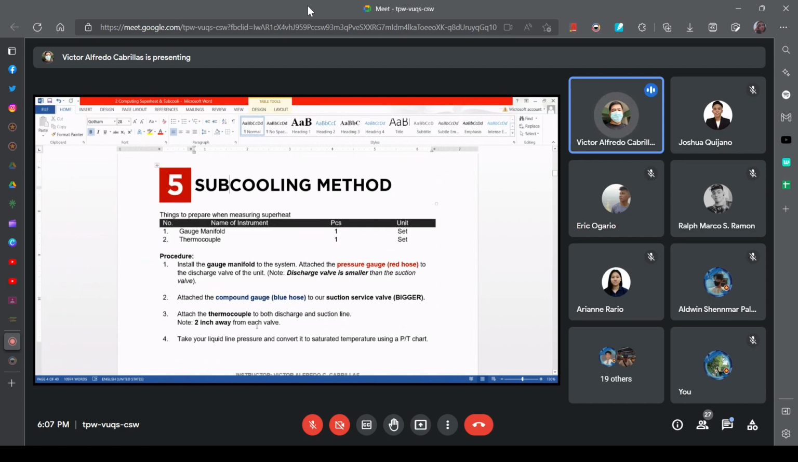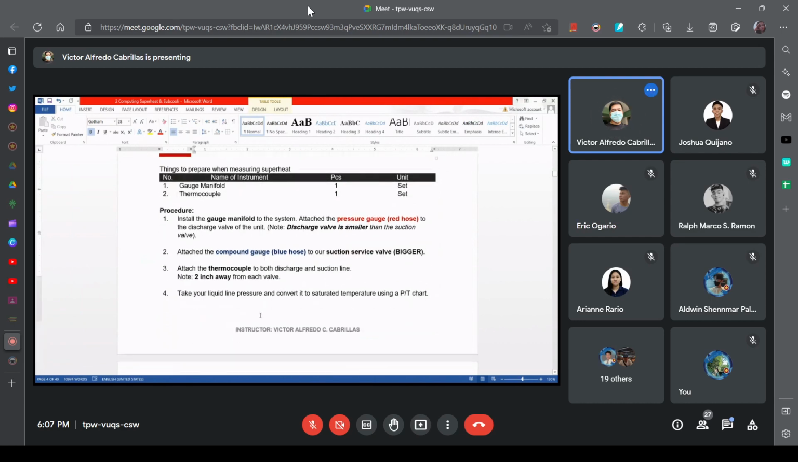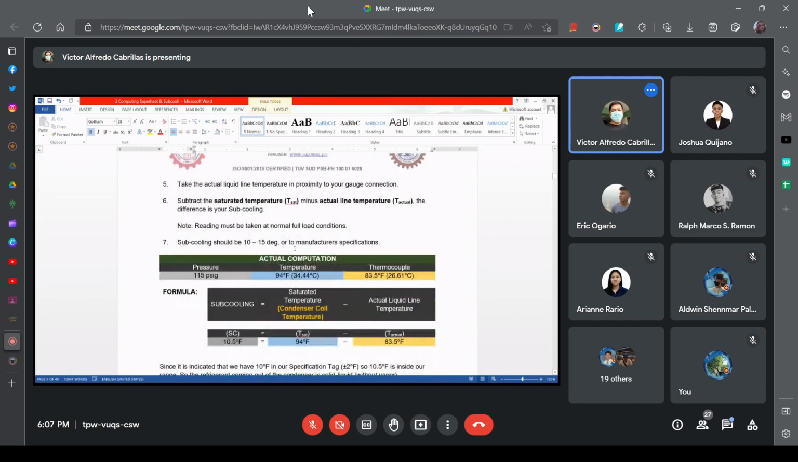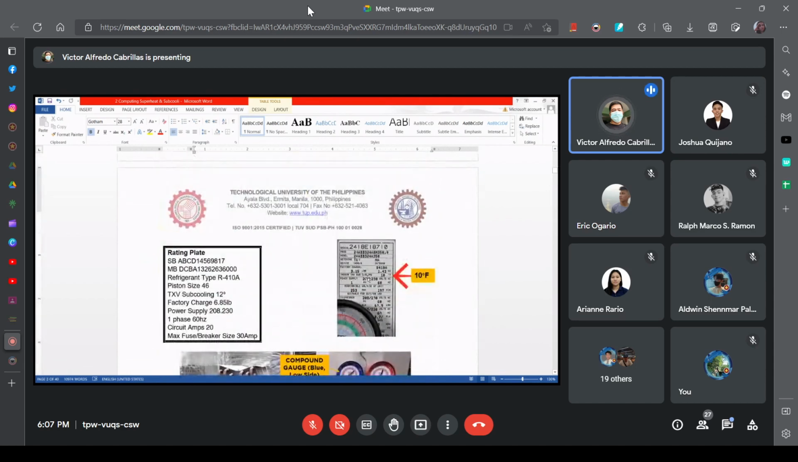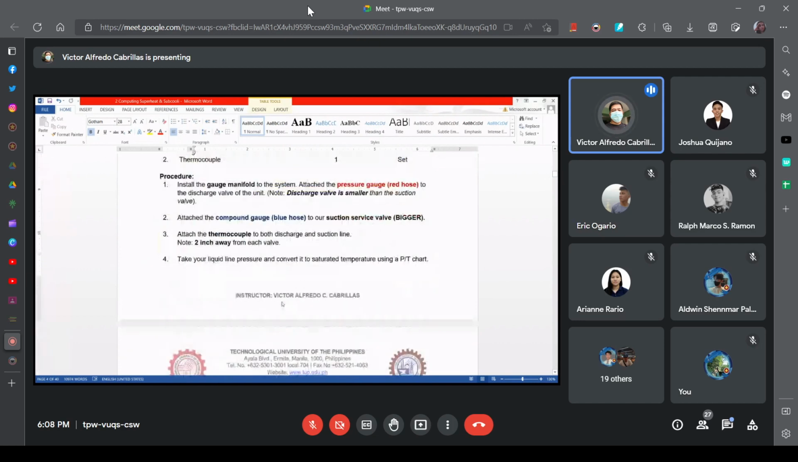Basta, yun na nga sinasabi na check nyo sa likod. Okay, i-check nyo dito sa likod, yan yung subcooling na 10 degrees Fahrenheit, plus 2, minus 2, okay siya. Pero more than that, may problema yung system mo. Okay? So that is subcooling.